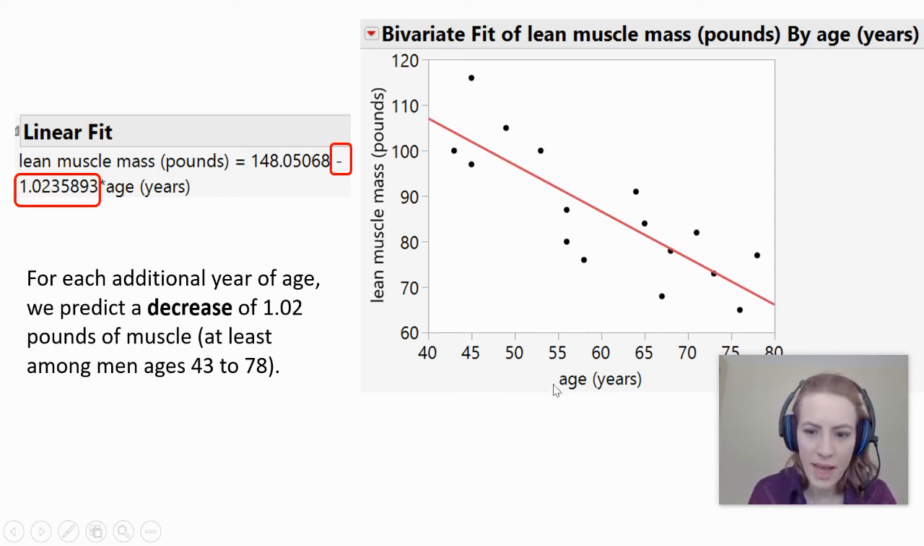All right, so here, X is age. So for each one additional year of age, what do we predict? We predict a decrease of this amount, a decrease of about 1.02 pounds of lean muscle mass. Okay, so it's the rate of change, for at least this demographic of middle-aged and elderly men. We expect that for each year older, they'll lose about 1.02 pounds of muscle.